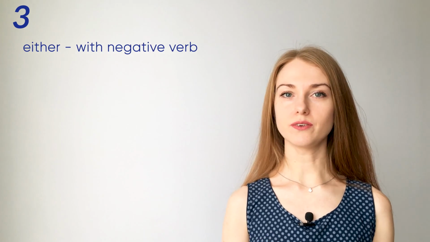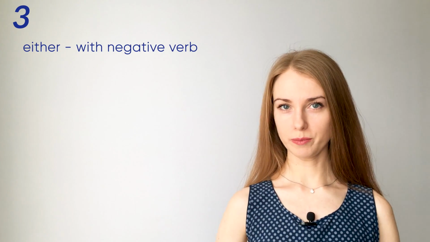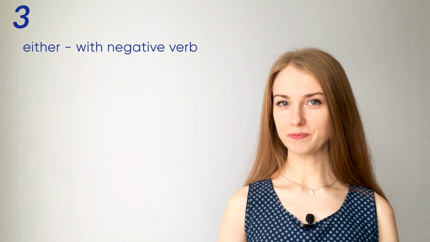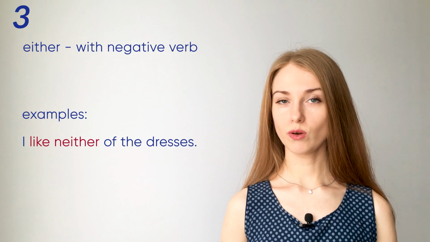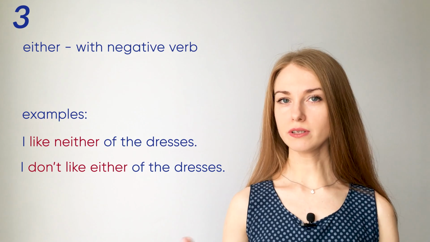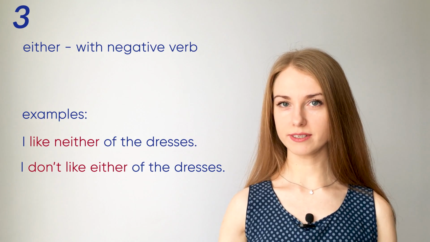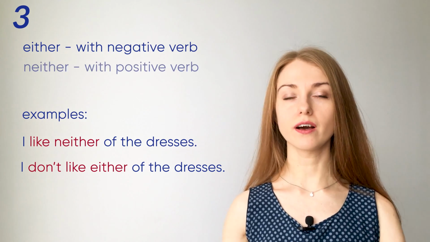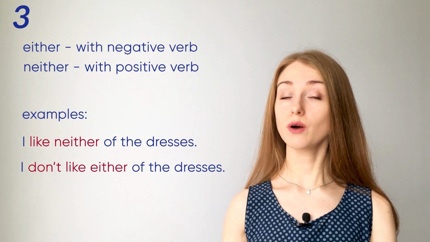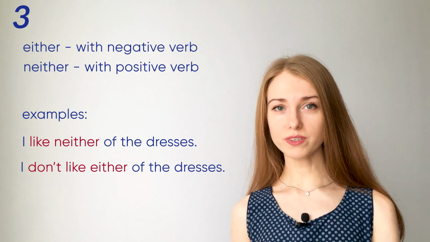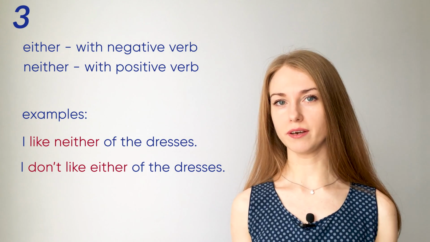Number 3. We use either instead of neither with a negative verb. Look at these 2 examples. I like neither of the dresses. Or you can say, I don't like either of the dresses. In the first case, we use neither with positive verb. And the second one, we use either with negative verb. So both sentences mean the same here.